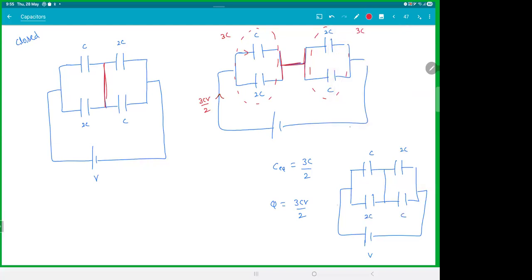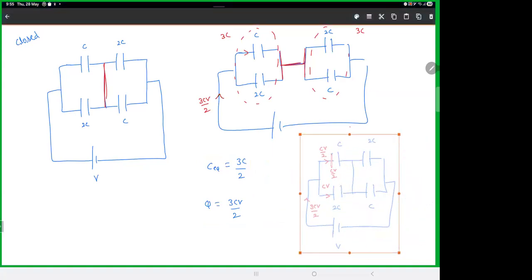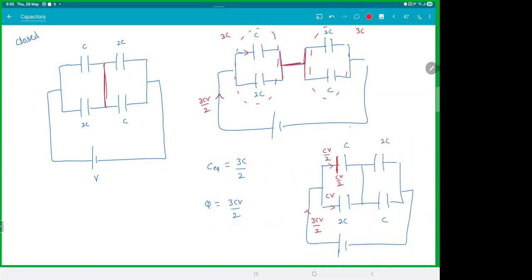This is how the charges will distribute. So this is 3CV by 2. This side you will get CV by 2. This side you will get CV. So this plate will have charge CV by 2, and this plate will have charge minus CV by 2.